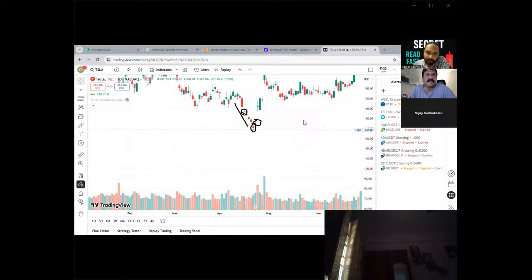We will not consider this hammer because for a downtrend, we have to consider a minimum of 4 to 5 candles. But here we have only 1, 2, and 3 candles. So this hammer we will not consider here. Even for uptrend or downtrend, we have to wait for 4 or 5 candles.